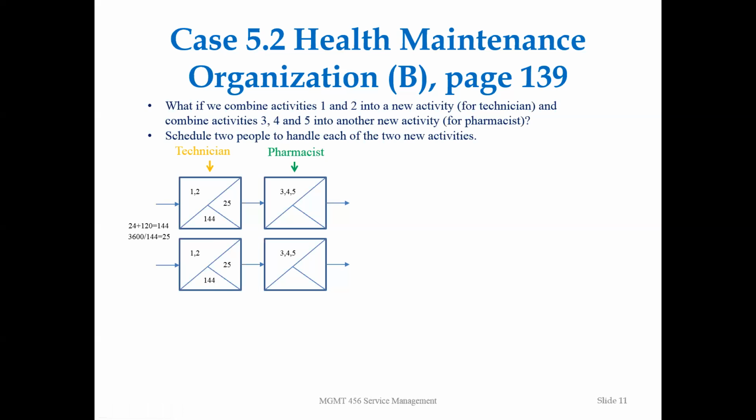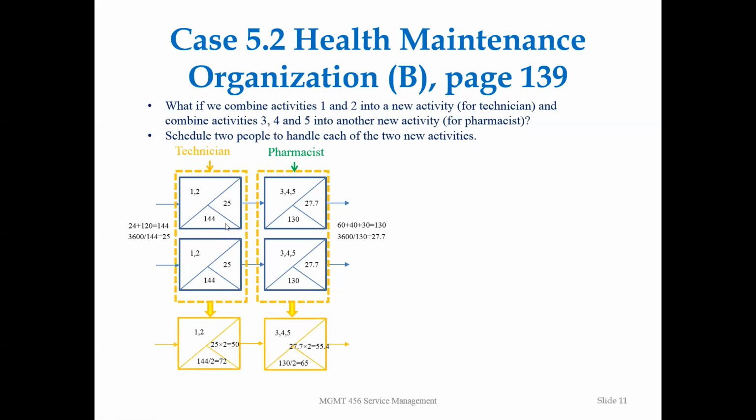Similarly, we can do 3, 4, 5 for the pharmacist. For the new cycle time, we add 3 numbers: 60 cycle time for activity 3, 40 for activity 4, 30 for activity 5. So we have 130. That's the new cycle time. With the new cycle time, we can calculate the new capacity. It's 3600 divided by 130, we have 27.7. So that's the new capacity. Now we need to identify the bottleneck and system capacity. So how to do it?